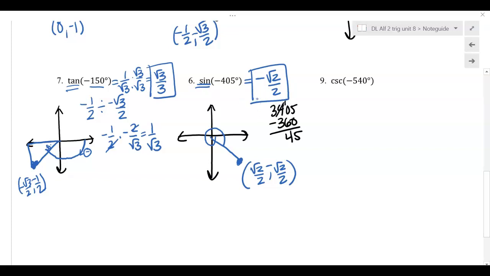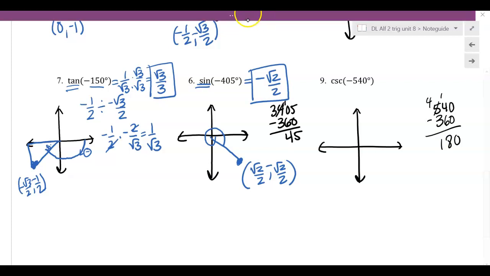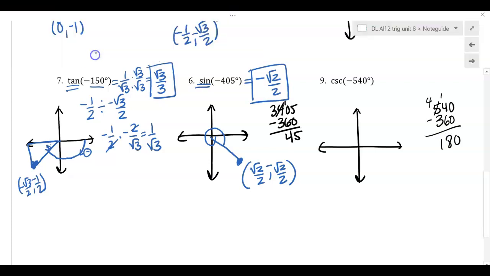And then the last example here, the cosecant of negative 540. So again, the first thing I want to do is understand the position of negative 540 degrees. And again, I notice that 540 is bigger than 360. So I subtract those. So it's 180 degrees bigger than 360. So negative 540 means to go in the negative direction 360 degrees, and then an additional 180 degrees.